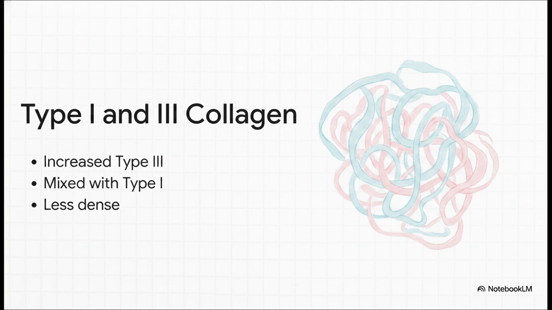Your exam pearl for this one is that in hypertrophic scars, you'll see an increased amount of disorganized type 3 collagen mixed directly in with type 1. It's disorganized, sure, but remember it's notably less dense than what you'd see in a full-blown keloid.